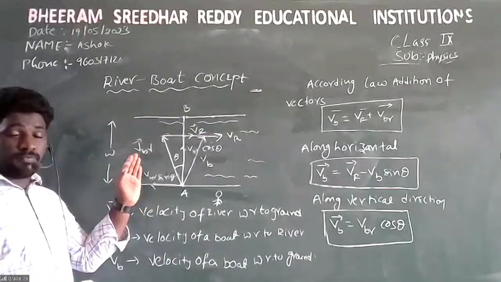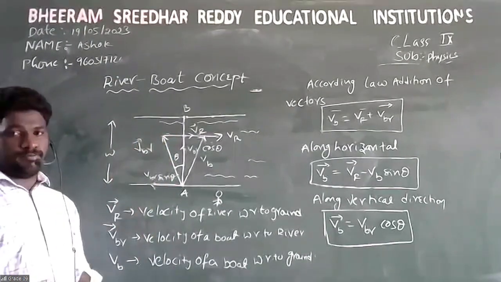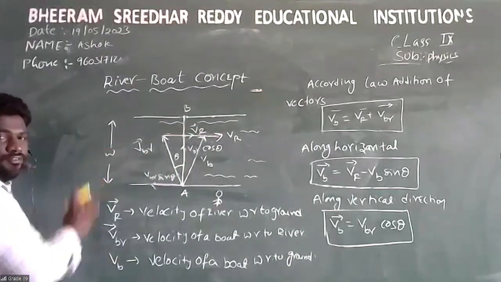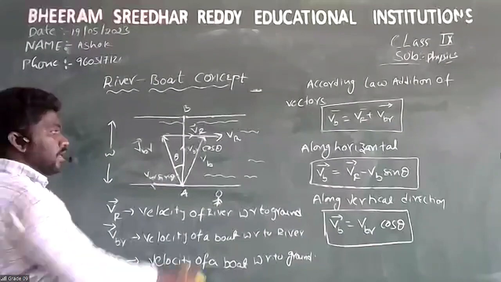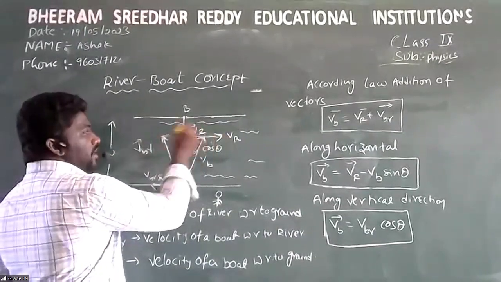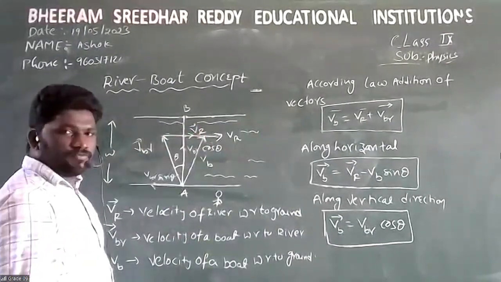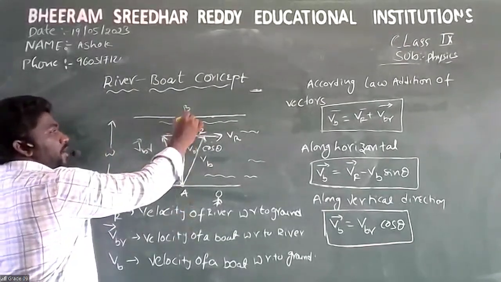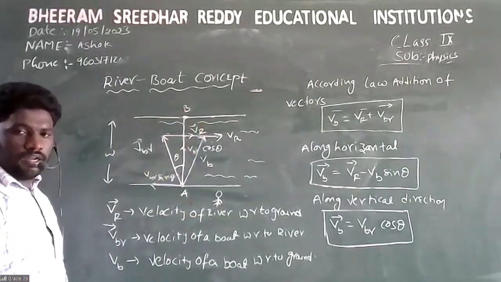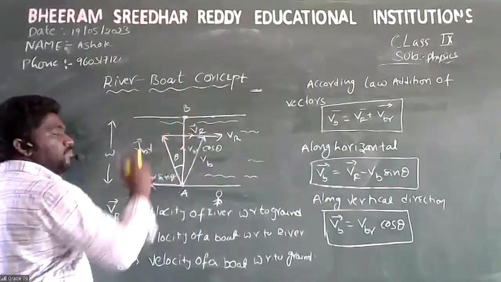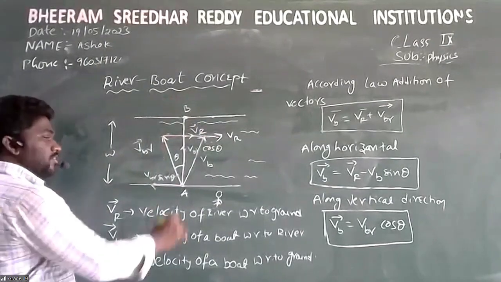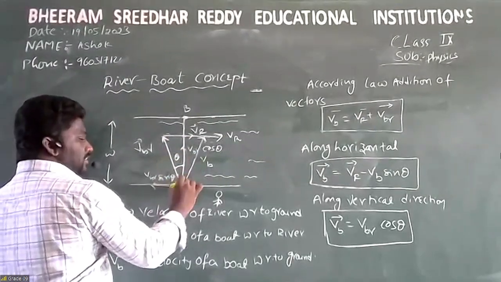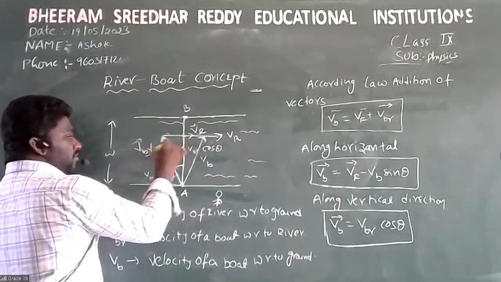We're going to explain the river boat concept. For example, the width of a river is equal to W, right? And the river is moving with a velocity VR bar in the horizontal direction. A person wants to cross this river from point A and reach point B here. Now, to reach the exact opposite point of the river, he has to start in this direction, slightly making an angle with the vertical, that is theta. It is the velocity of the boat with respect to the river.